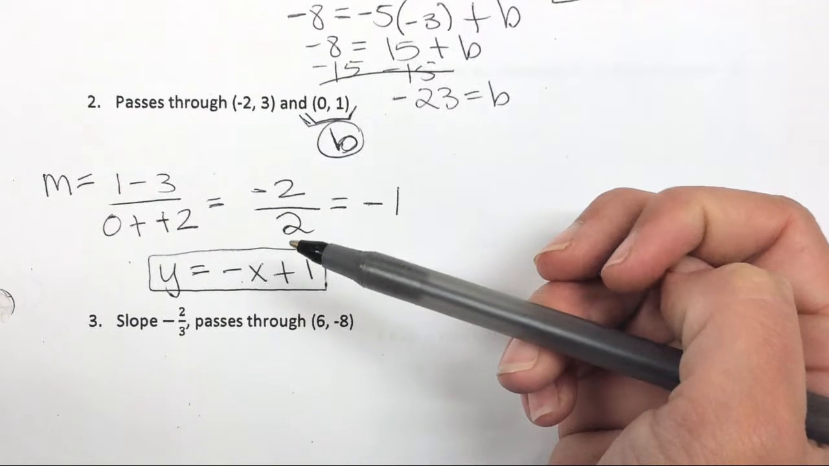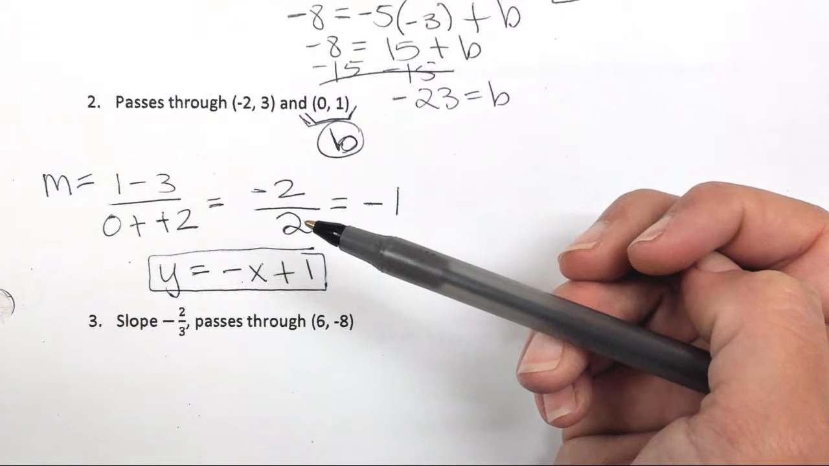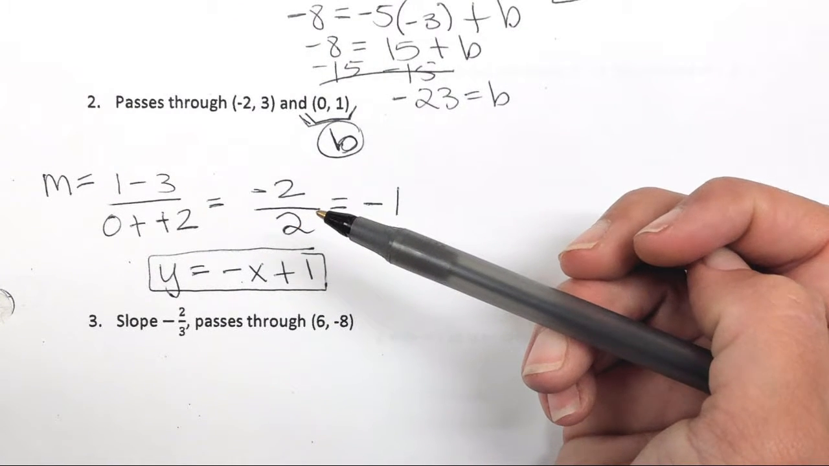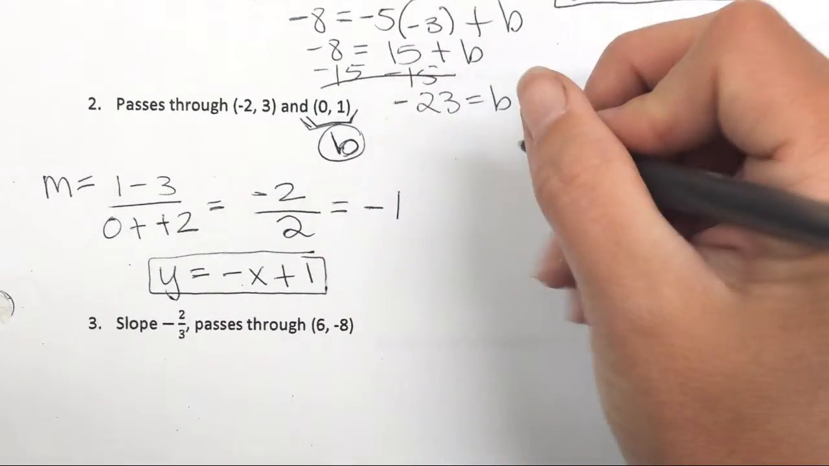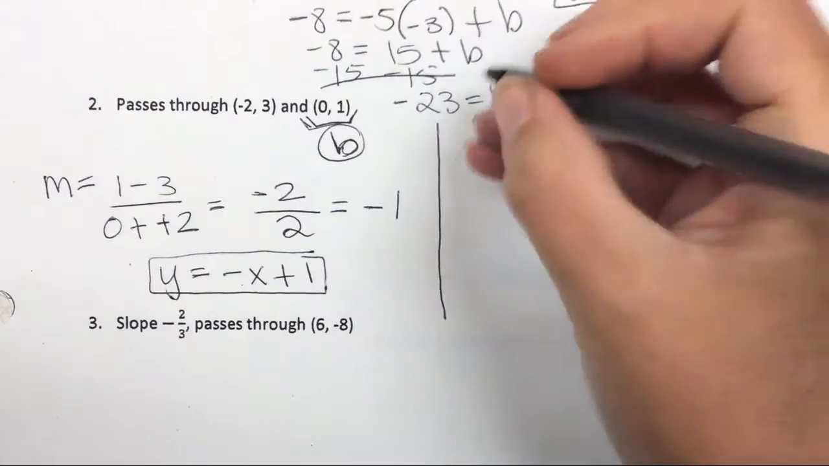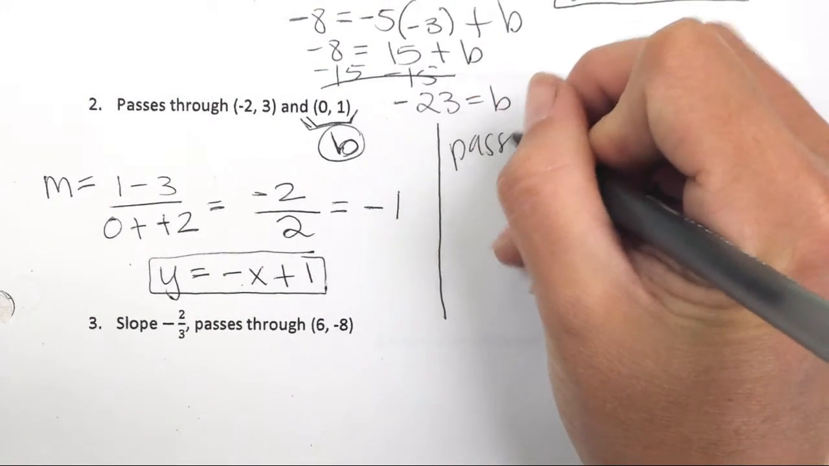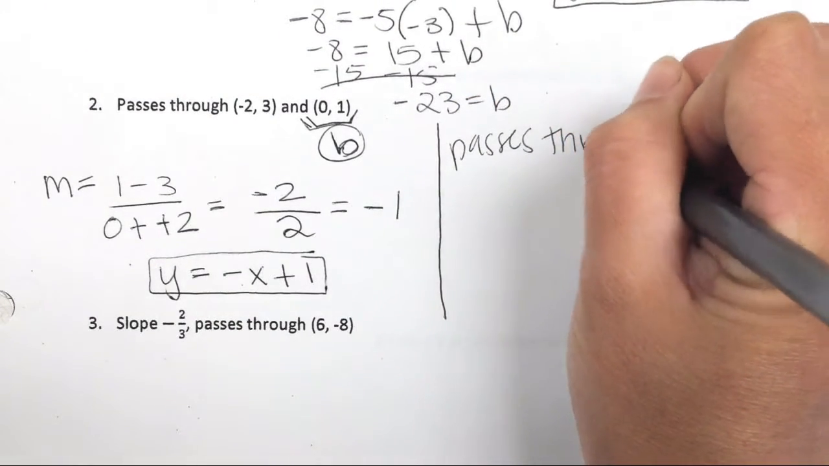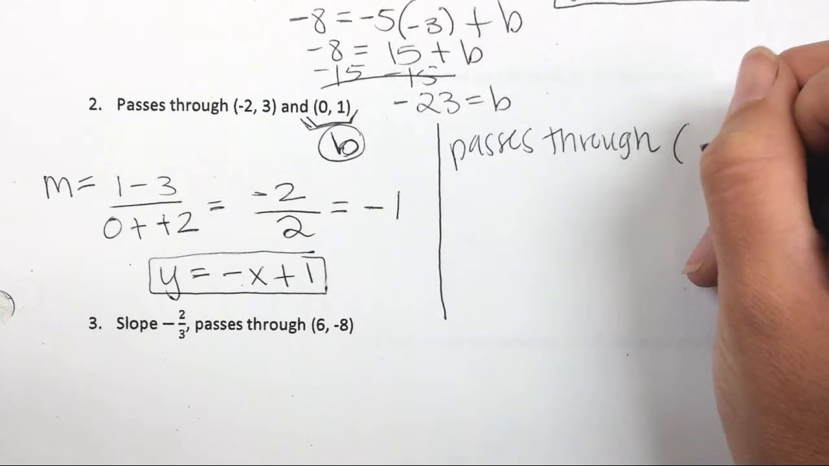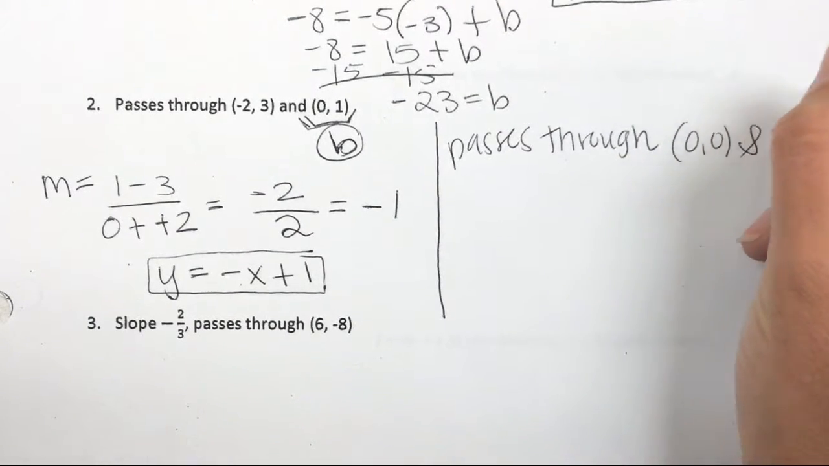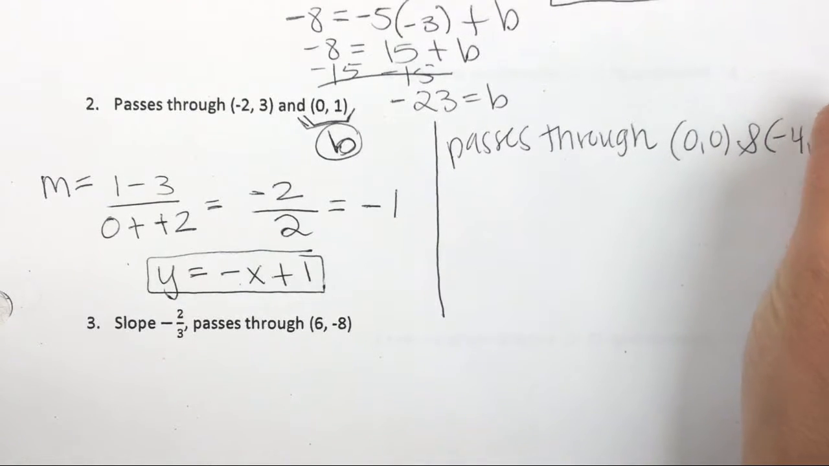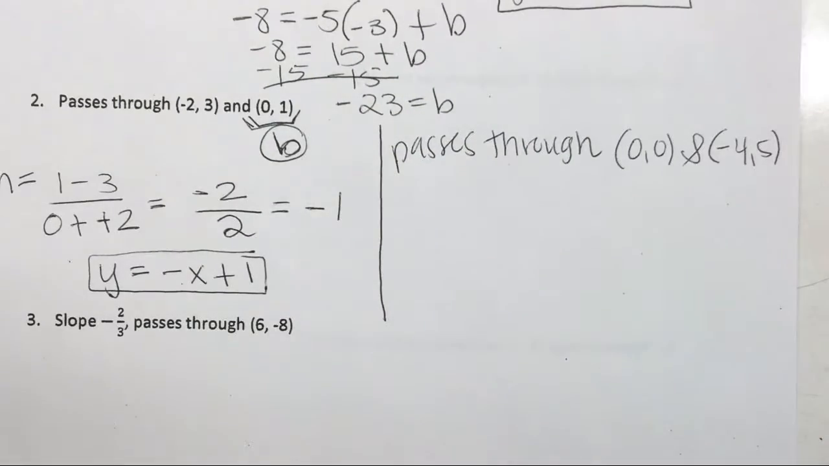What now? Alright, so you're going to do the same thing, try another one on your own. So here's one just like it, you can do it beside it. Passes through 0, 0, and negative 4, 5. Go ahead and try that one on your own.